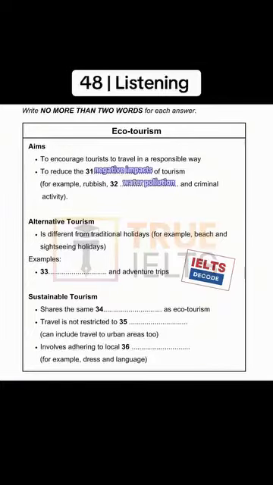Now, there are many other words to describe a similar idea to ecotourism. In fact, the terms alternative tourism, sustainable tourism, or responsible tourism are often used to mean the same thing. But although the main ideas behind them are similar, there are small differences. And let's briefly look at these now.